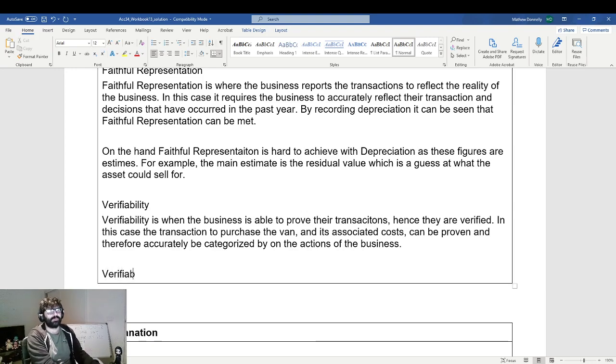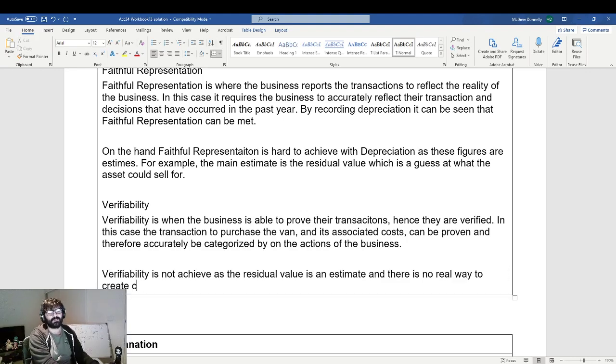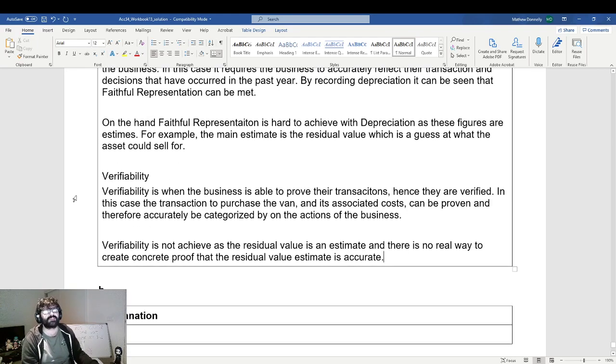Now, verifiability is not achieved, again, because we're in that discussion, you've got to talk about both sides a little bit. So you would say verifiability is not achieved as the residual value is an estimate, and there is no real way to create concrete proof that the residual value estimate is accurate. It's because it's an estimate, it's a guess.